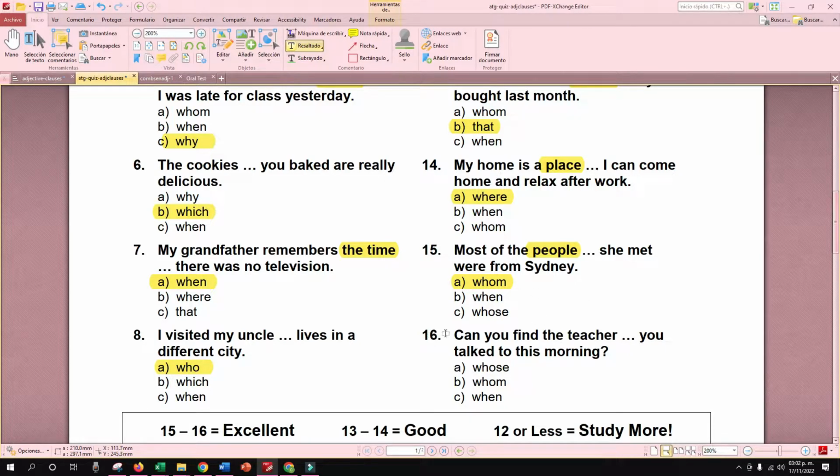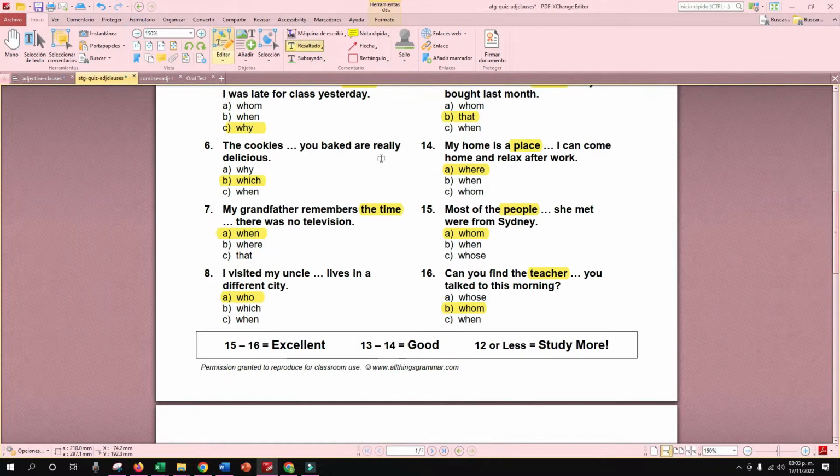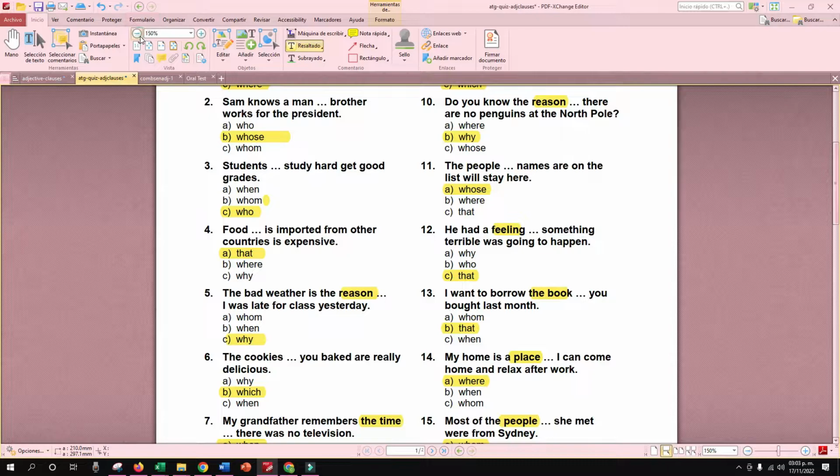And the last one. Can you find a teacher you talked to this morning? Whose, whom, or when? The teacher, right? That is a person. Excellent. So can you find a teacher whom you talked to this morning? Very, very good, guys. Excellent.